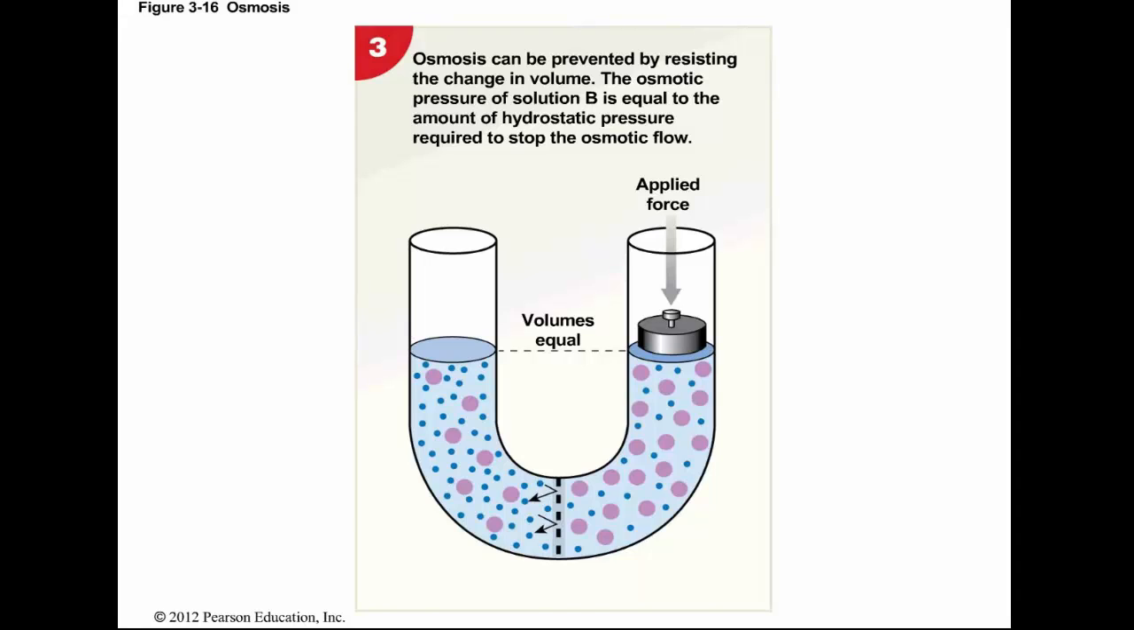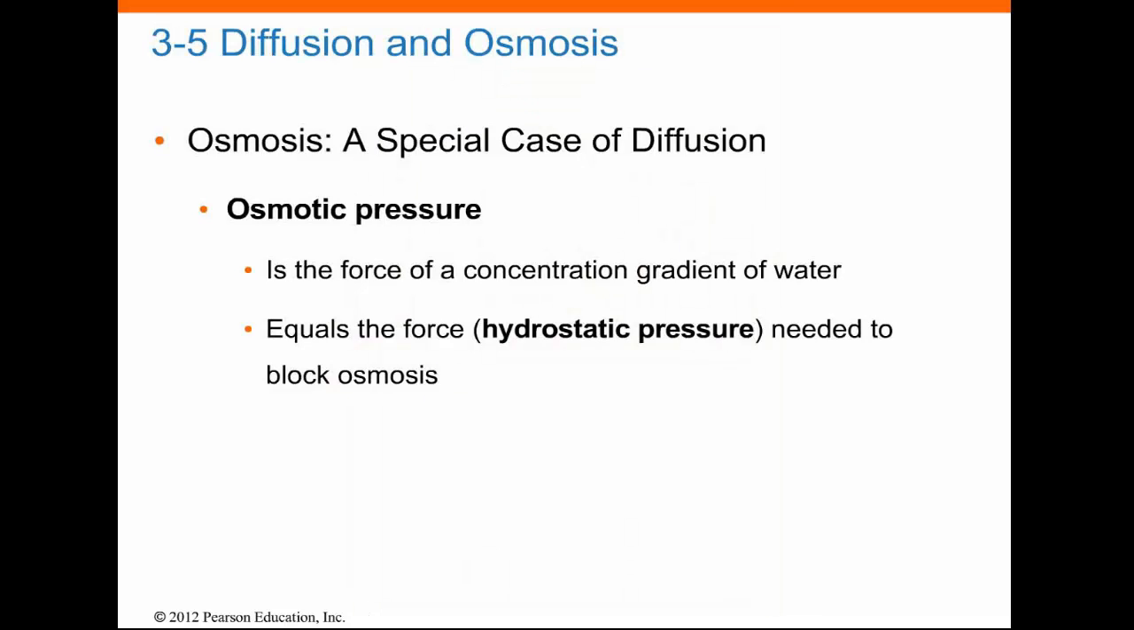And here, osmosis can be prevented by resisting the change in the volume, and this is called osmotic pressure of B, and is equal to the amount of hydrostatic pressure. And that means that it stops the osmotic flow. So it stops water moving, even though it wants to move through. So osmosis is a special case of diffusion. Osmotic pressure is the force of a concentration gradient of water, and it's equal to the hydrostatic pressure needed to block the osmosis.